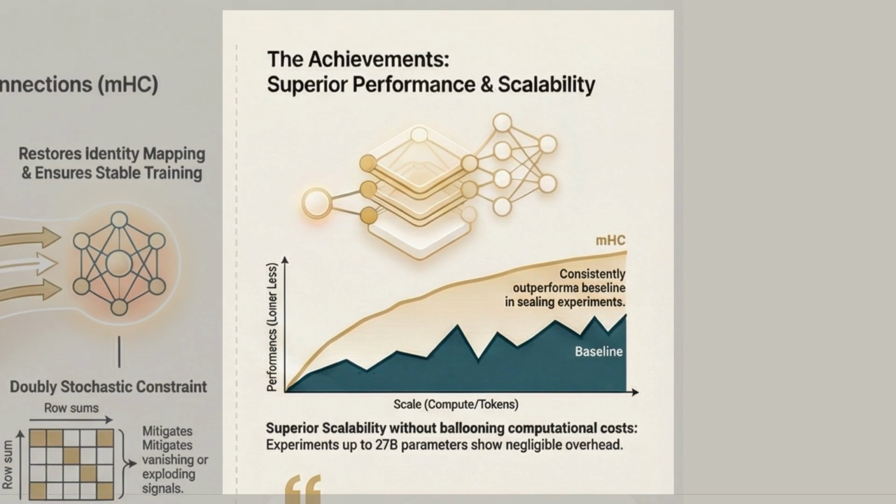When evaluated across scaling experiments, models equipped with manifold-constrained hyperconnections consistently outperform comparable baselines. As compute or token budgets increase, the performance gap widens rather than shrinking. This indicates that mHC not only stabilizes training, but also unlocks better use of capacity, enabling stronger models at the same computational scale.